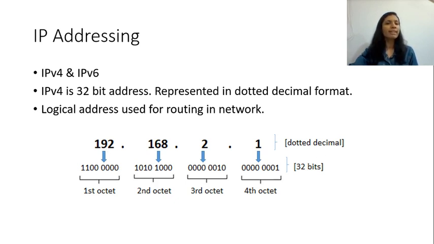Dotted decimal format is just a representation. Computers actually can understand the binary format only. The dotted decimal representation is just for humans to be able to remember the IP addresses easily.